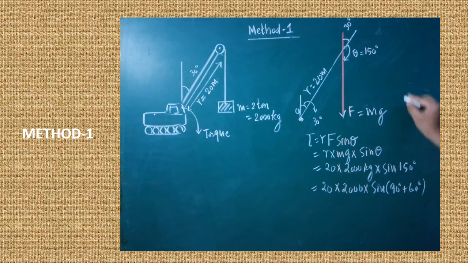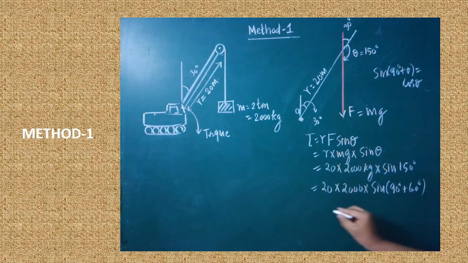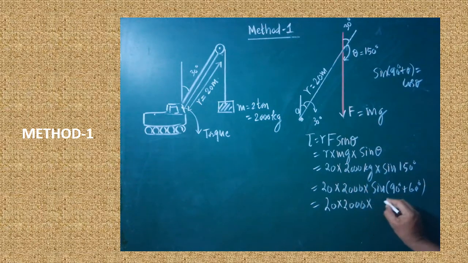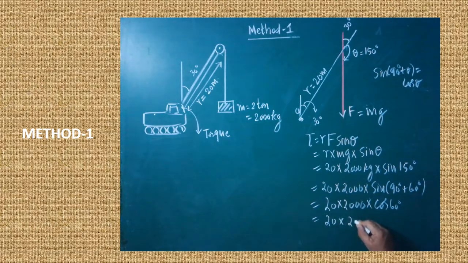Here, we know the formula from trigonometry that sin of 90 degree plus theta is equal to cos theta. Here, instead of theta, 60 degree is there. So 20 into 2000 into this becomes cos 60. Any doubt on this? So 20 into 2000 into cos 60; the value of cos 60 is how much? 0.5.